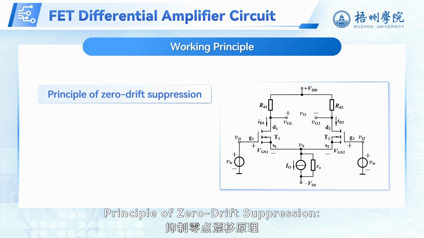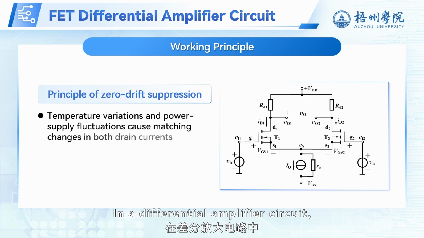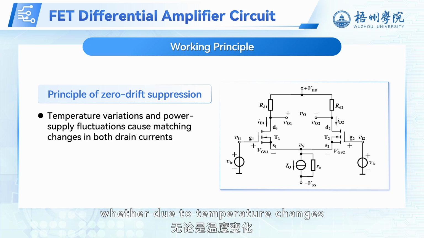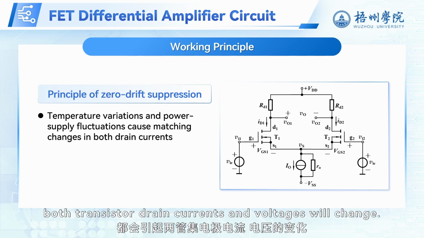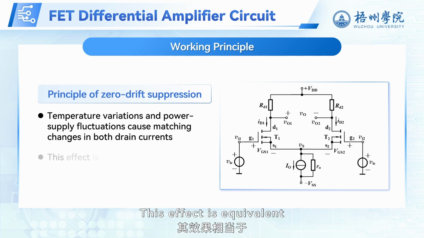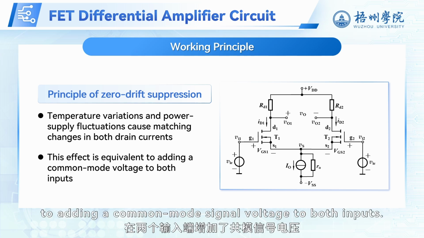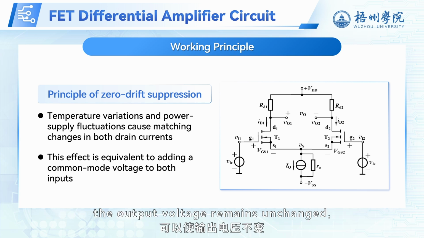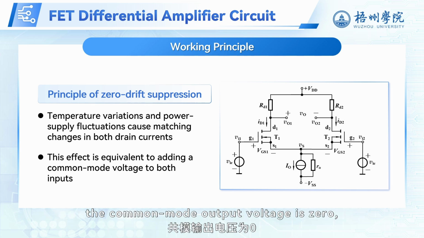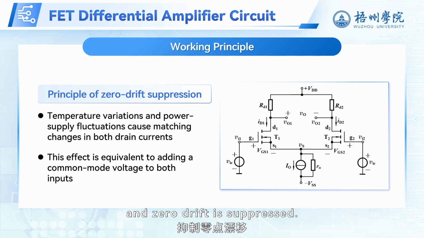Principle of zero drift suppression. In a differential amplifier circuit, whether due to temperature changes or power supply voltage fluctuations, both transistor drain currents and voltages will change. This effect is equivalent to adding a common mode signal voltage to both inputs. In the ideal case of differential dual-ended output, the output voltage remains unchanged. The common mode output voltage is 0, and zero drift is suppressed.